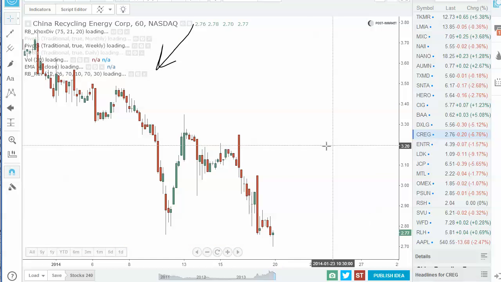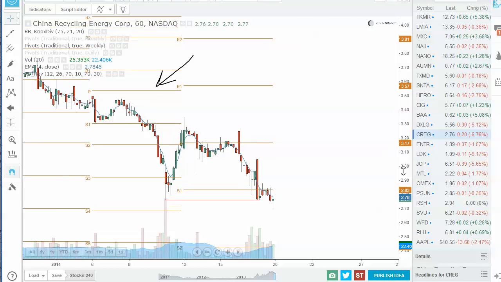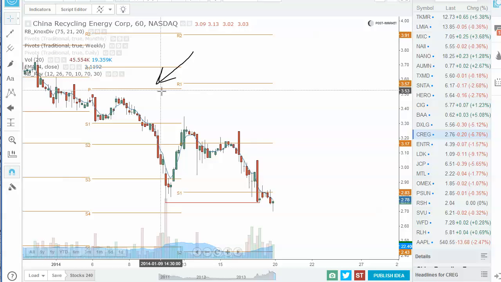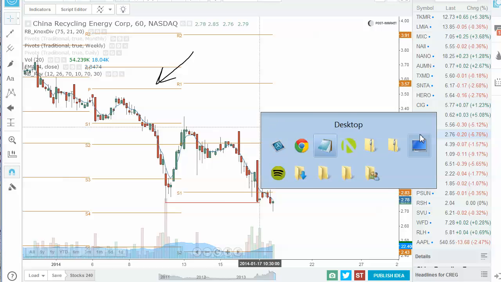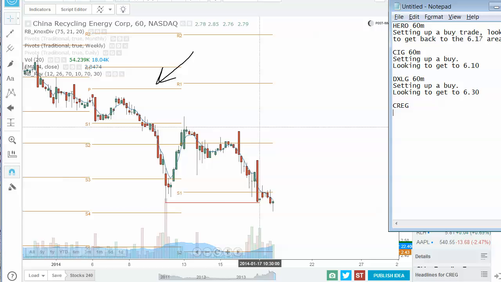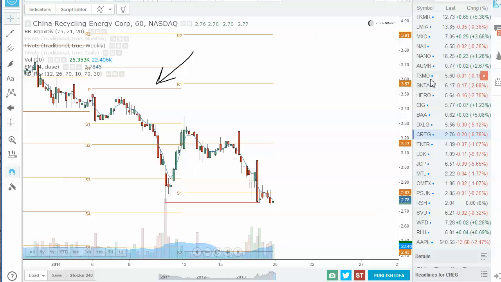I'm going to look at CREG next, China Recycling. And we've got it looking to get up into the $3.57 area. So CREG, 60-minute, setting up a buy trade. $3.57 is the target. And so on. So I'm building a watch list here as I cycle through these financial instruments.